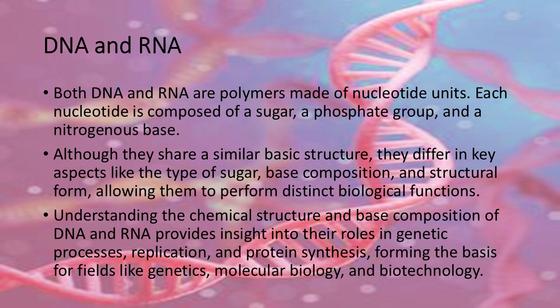Both DNA and RNA are polymers made of nucleotide units. Each nucleotide is composed of a sugar, a phosphate group, and a nitrogenous base. Although they share a similar basic structure, they differ in key aspects like the type of sugar, base composition, and structural form, allowing them to perform distinct biological functions. Understanding the chemical structure and base composition of DNA and RNA provides insight into their roles in genetic processes, replication, and protein synthesis, forming the basis for fields like genetics, molecular biology, and biotechnology.